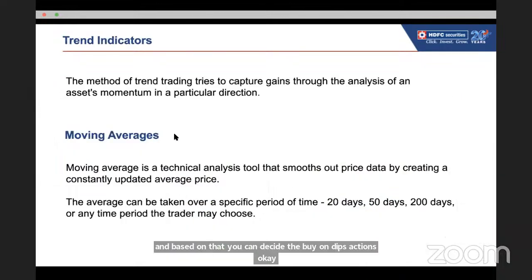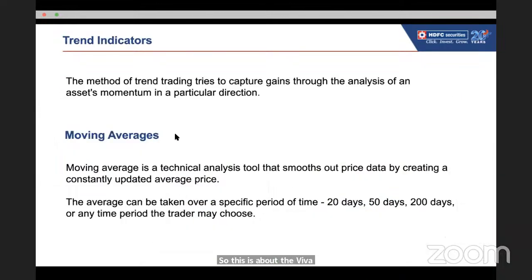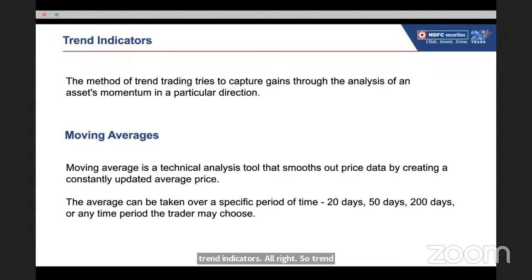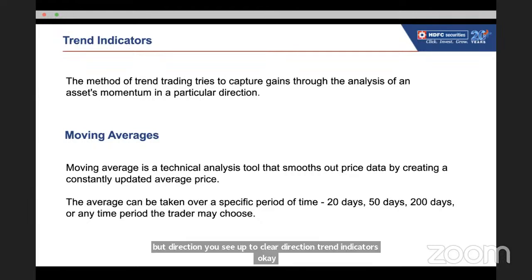Now, next we are going to talk about the trend indicators. All right. So trend indicators basically tell us the trend of the market, if the trend is going to be positive or negative. All right. Trend is nothing but direction. You will get a clear direction from trend indicators. Okay. So the most commonly used indicator is moving averages.